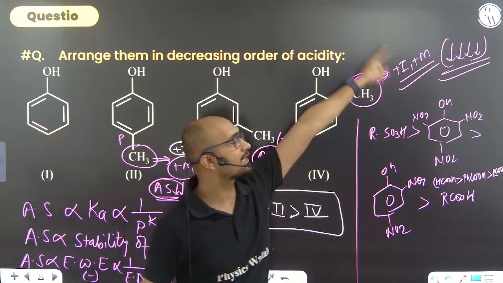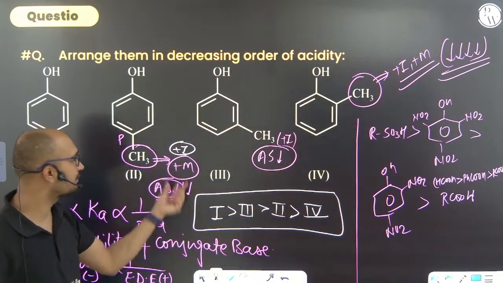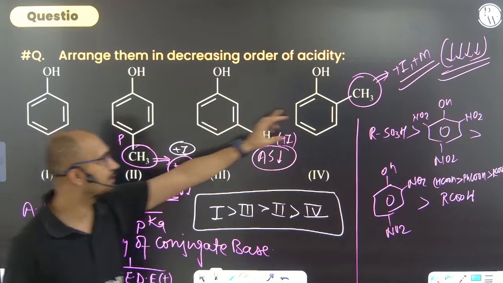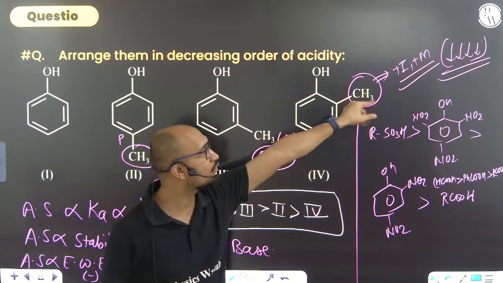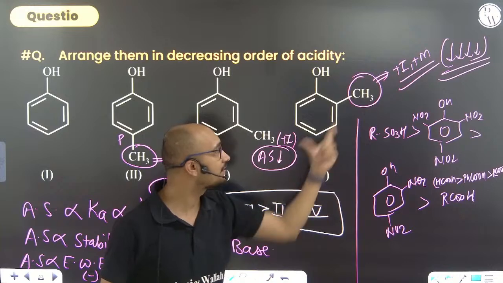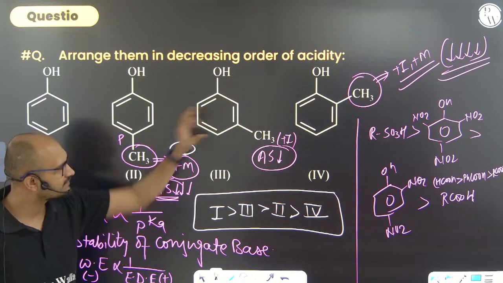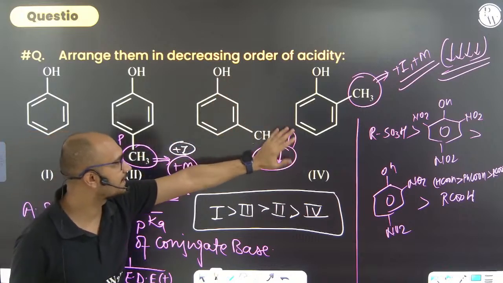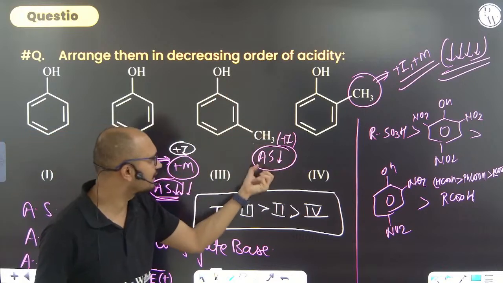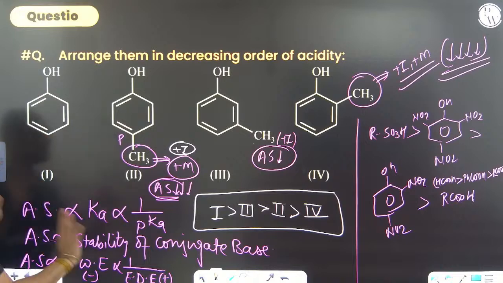So here plus I will be stronger, here plus I will be weaker. It is plus M same here also, but plus I is stronger here, so it will decrease the acidic strength by a larger amount. It will decrease more, but less than that. Here it will only have plus I. Plus I is weaker than plus M, so it will decrease but not very much. Here acidic strength will remain whatever it is, as it is.